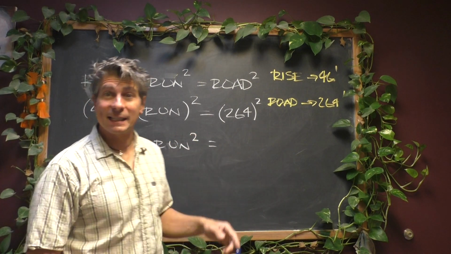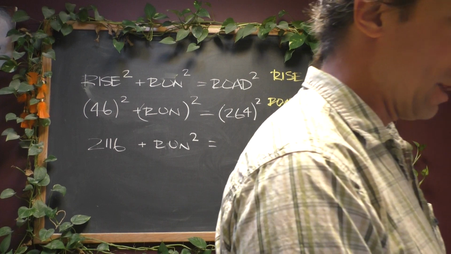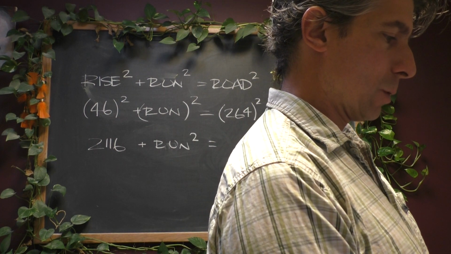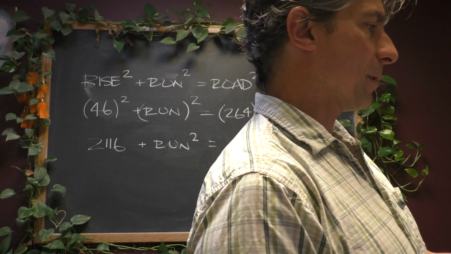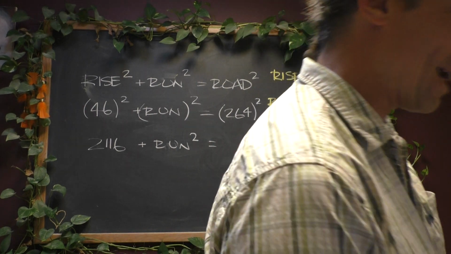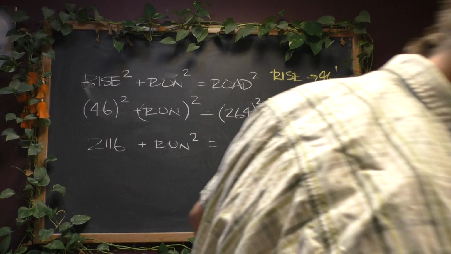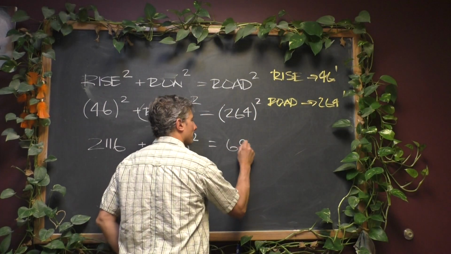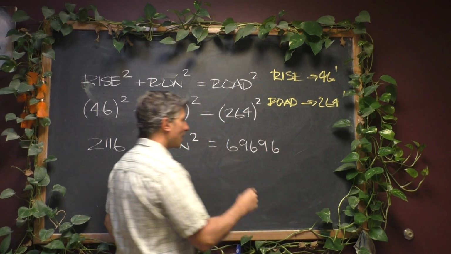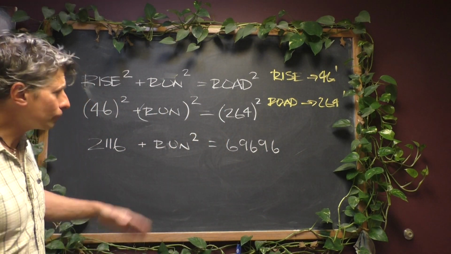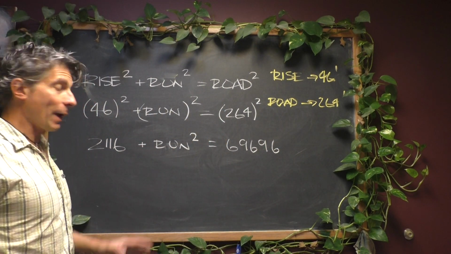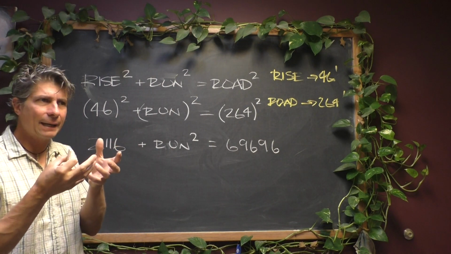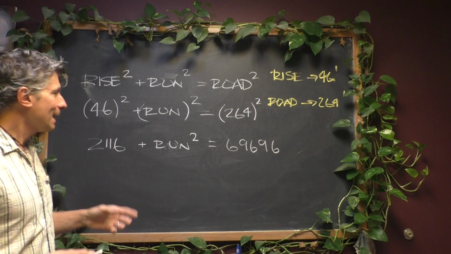And I got to do 264 squared as well. 264 squared. And that's going to be huge. 69,696. That's a cool palindromic number. 69,696. And that's also in square feet. Okay, now we've gotten the lion's share of the hard stuff done.